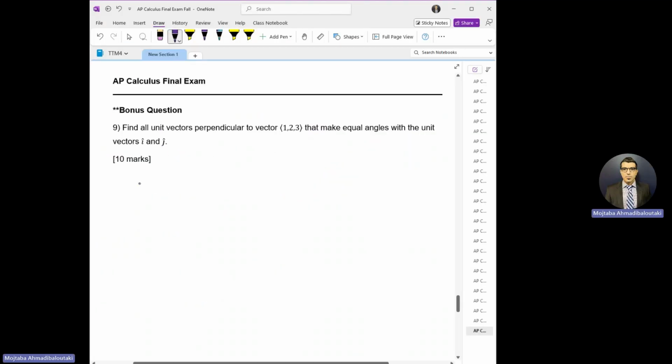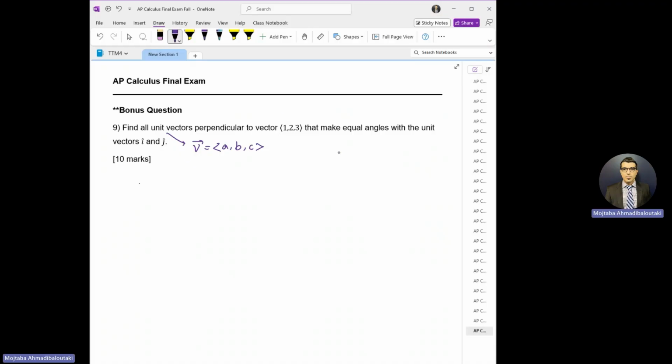There you go. Find all unit vectors perpendicular to the vector 1, 2, 3 and make equal angles with i and j. All right, so let's assume we're looking for this unit vector. Let's call it V. So vector V, a, b, c are its x, y, and z components we're trying to find.